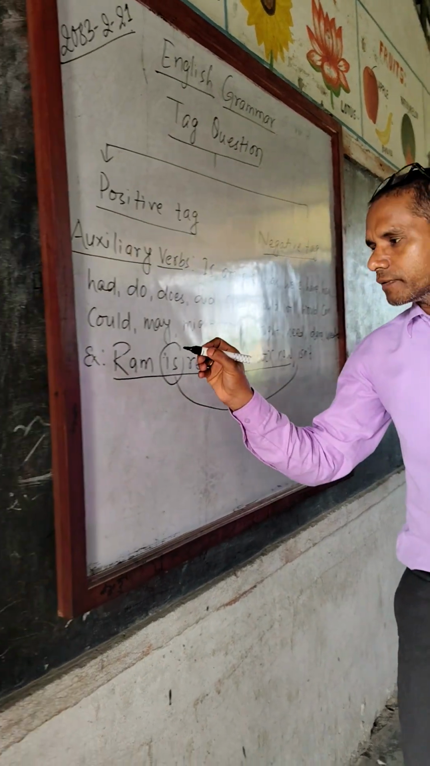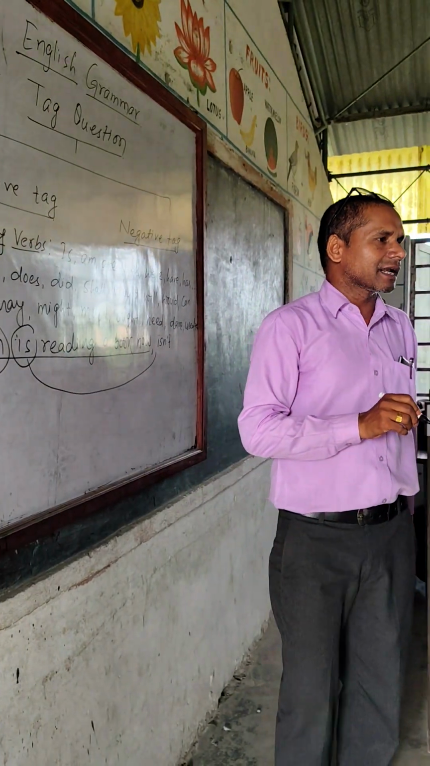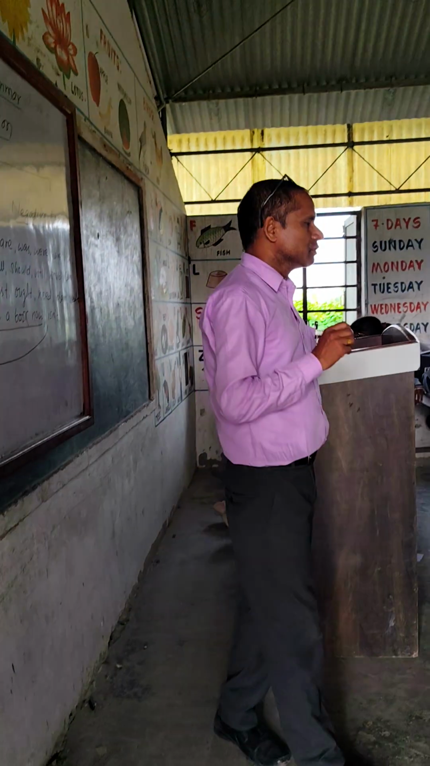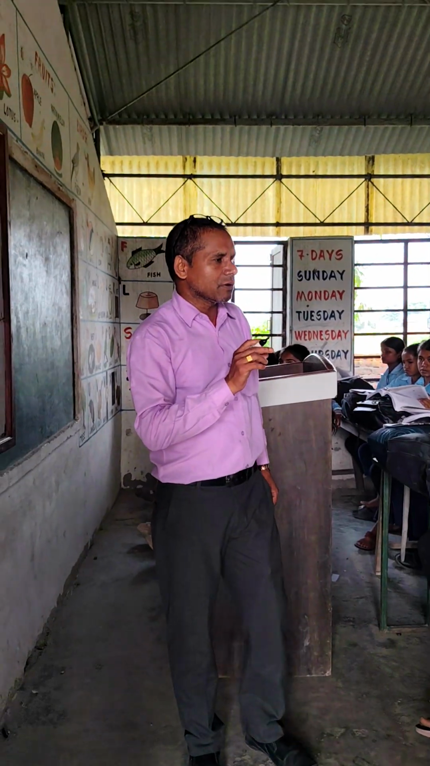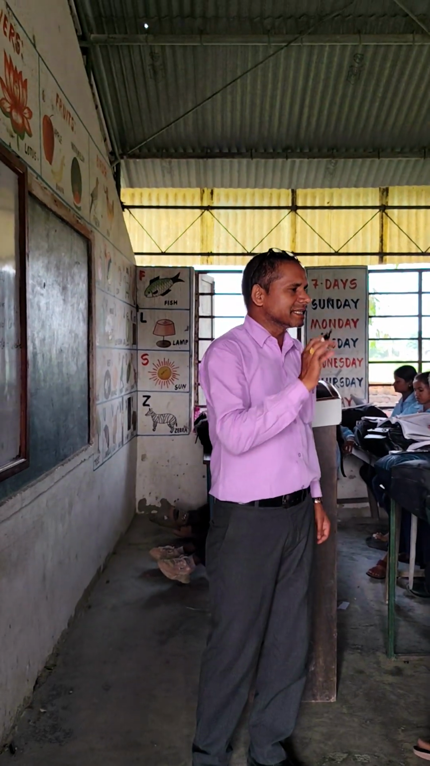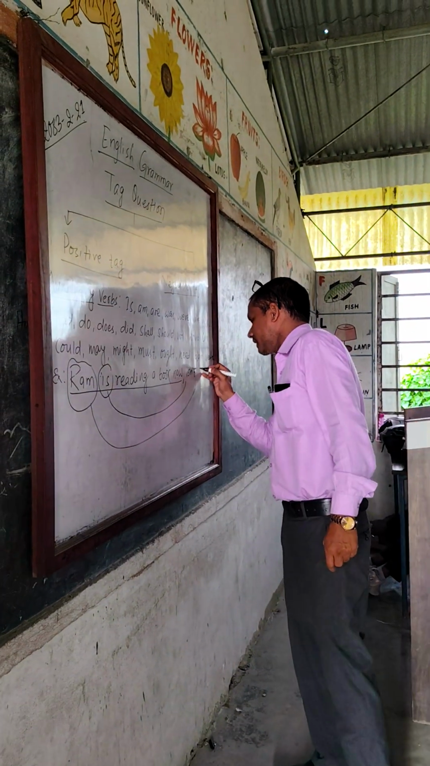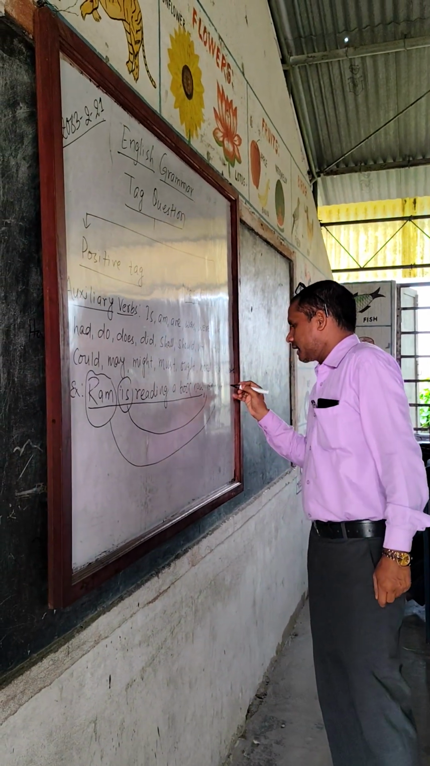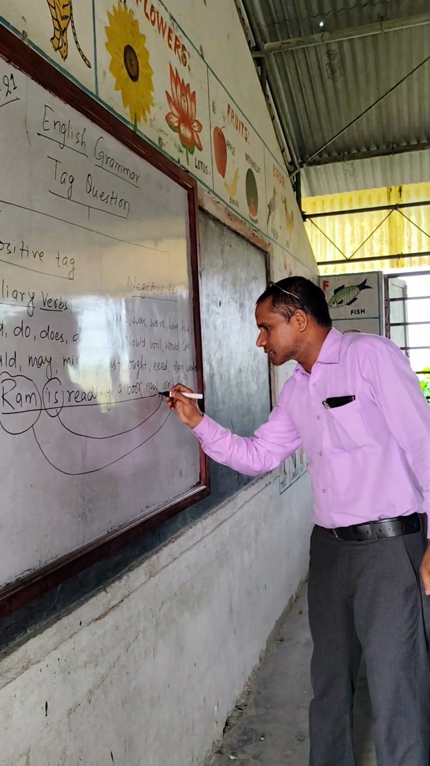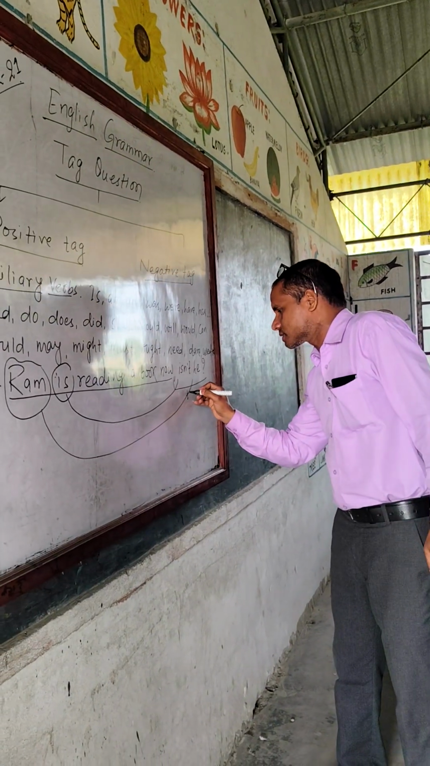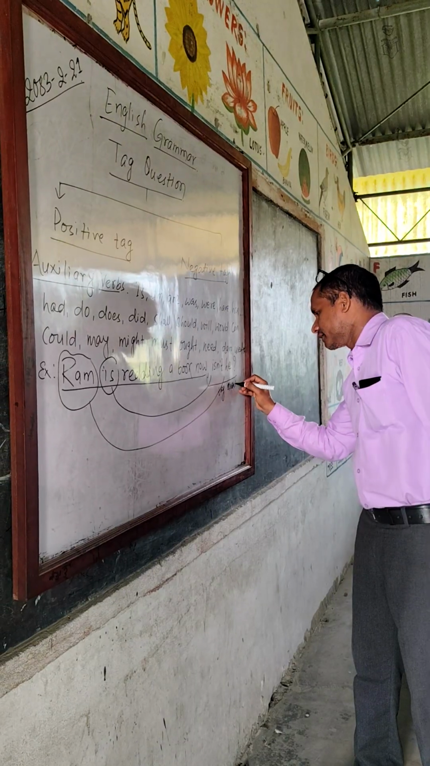Now, which one is the subject here? Ram. For Ram, we use the word "he" as a nominative case. Then here we have to use "he", and last we have to use a question mark. Now this part is known as a tag question.